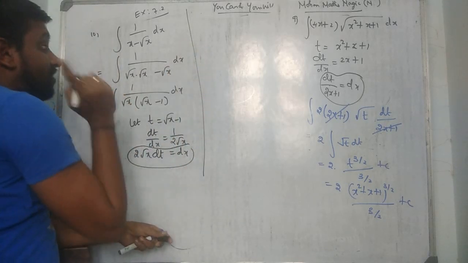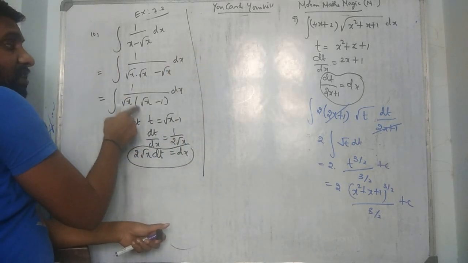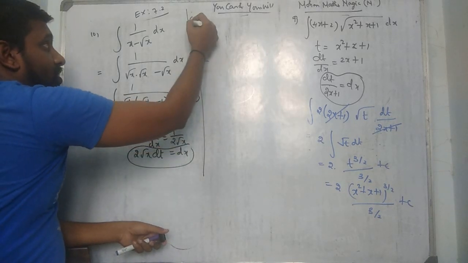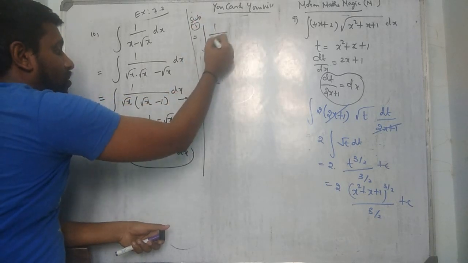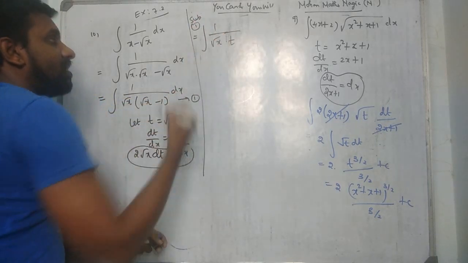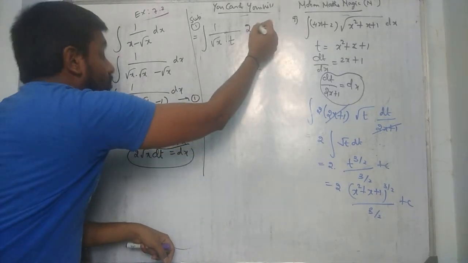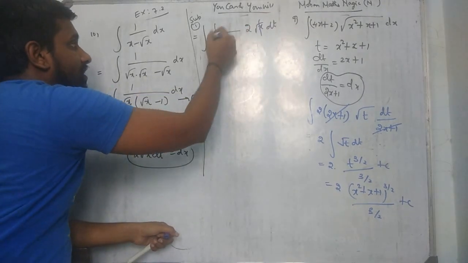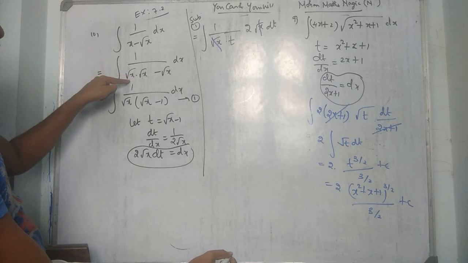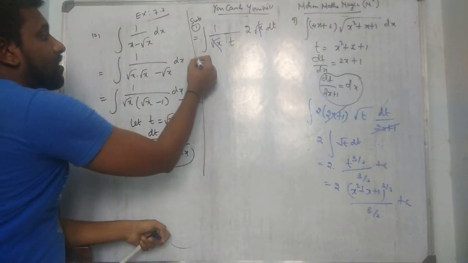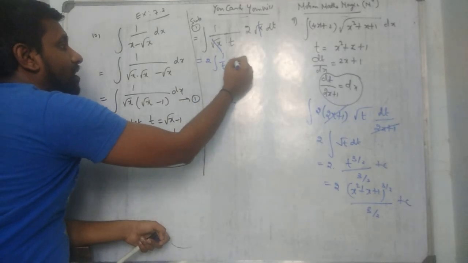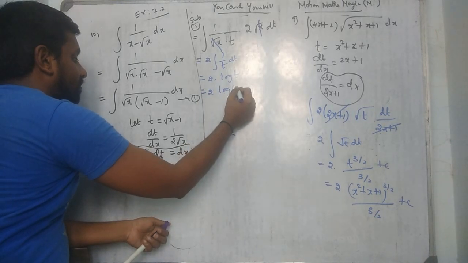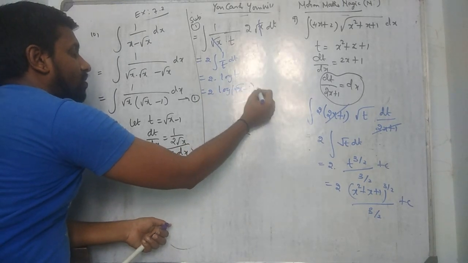Now substitute in the question. This is your new question, equation number 1. So substitute in equation number 1. 1 upon root x, in the bracket we have taken t, and in place of dx we have 2 root x dt. Now it is possible to cancel. See, why I have taken root x common is for this purpose. Cancelled. So 2 into 1 upon t dt. So I got 2 into log t. In place of t I have to substitute root x minus 1, plus c.